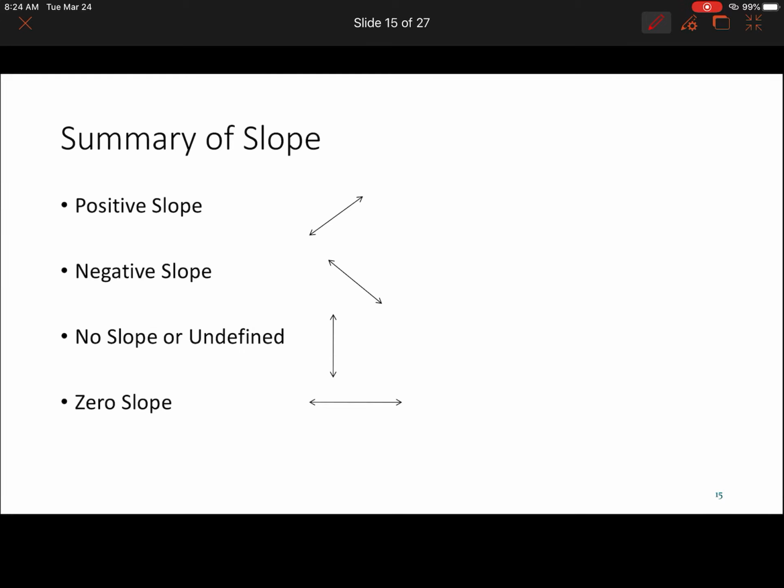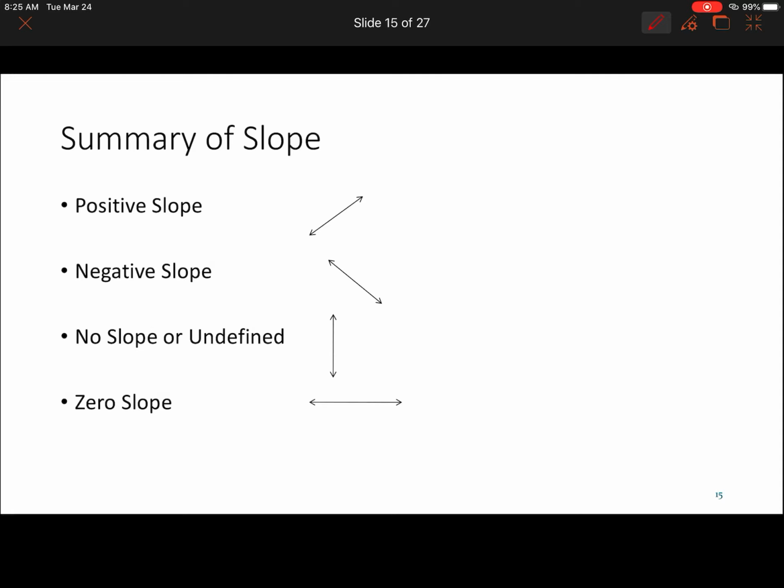Okay, so to wrap up our section on slope, we just wanted to give you a summary here of the types of slope that we could have. In the last couple of videos, we've talked about slope, and we've done these mental pictures. And if you go back and look, every one of those that had a positive slope, if you look at it from left to right, the line went up, like in this first example.